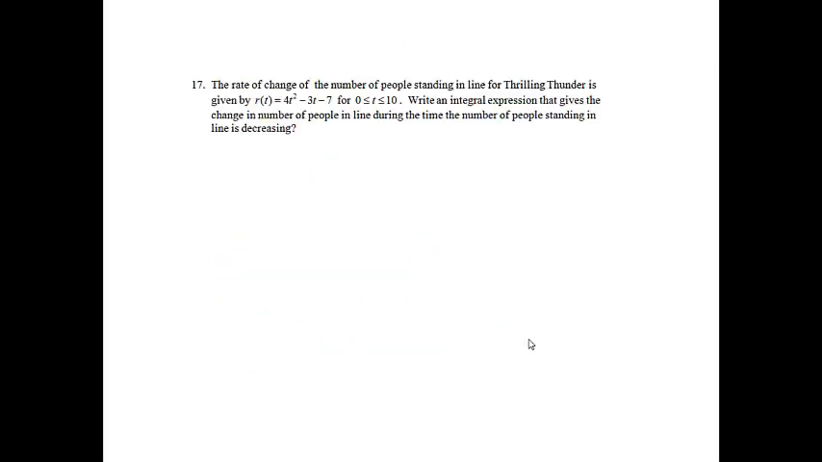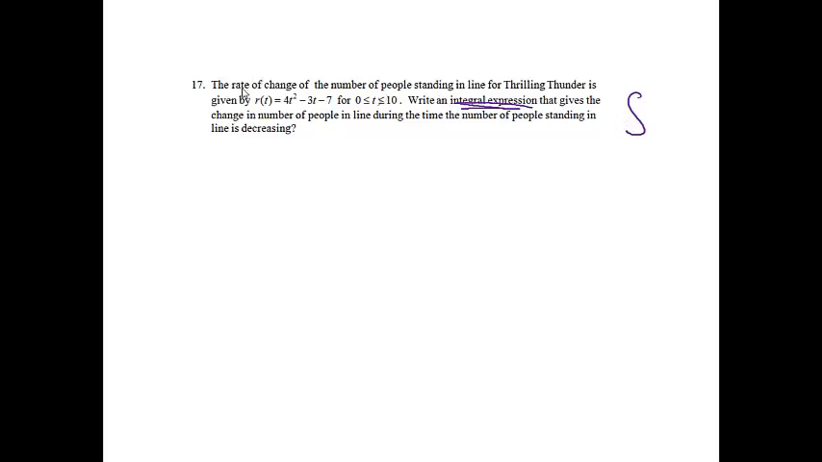Alrighty, 17. The rate of change of the number of people standing in line for Thrilling Thunder is given by r of t equals 4t squared minus 3t minus 7 for the interval from 0 to 10. Write an integral expression that gives the change in number of people in line during the time the number of people standing in line is decreasing. So we have lots of stuff going on in this problem, so let's see if we can just figure it all out. Okay, it does say to write an integral expression, so if my answer does not have an integral in it, I did something wrong.